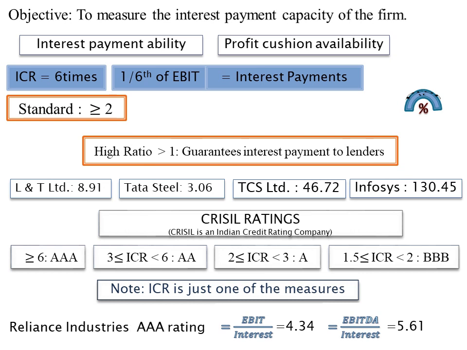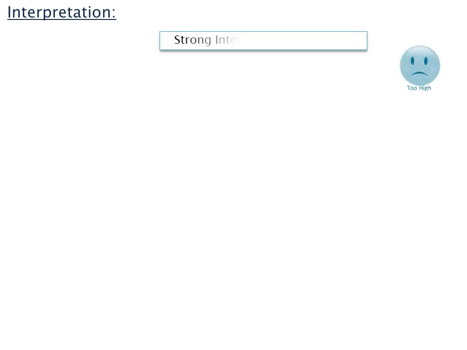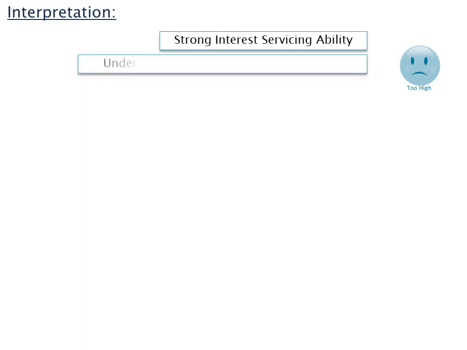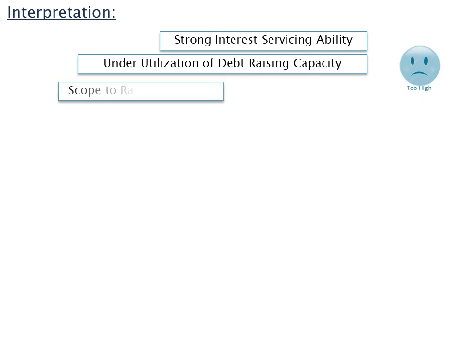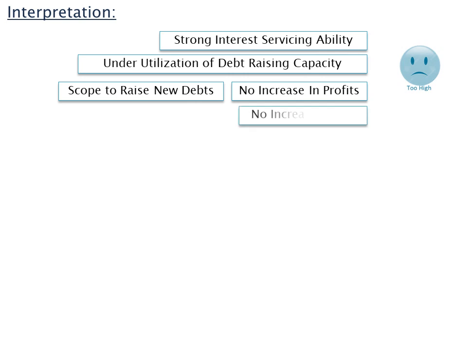Let us now discuss the interpretation of this ratio. Now, if this ratio is too high, it indicates strong interest servicing ability of the firm, but at the same time it shows that the firm is not utilizing its debt raising capacity fully. Such a firm can raise new debts easily, but because of not taking advantage of financial leverage, the firm will not get the benefit of increased profit. As a result, earning per share will remain the same.